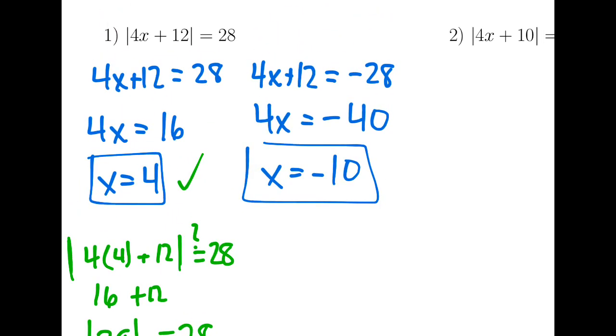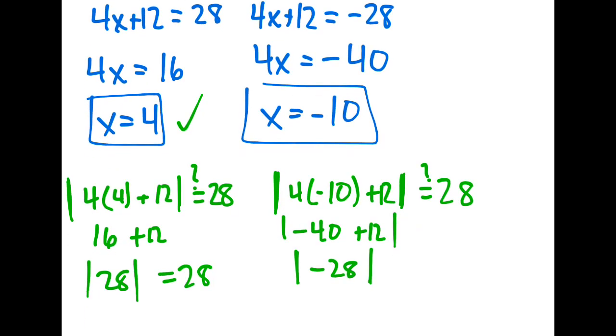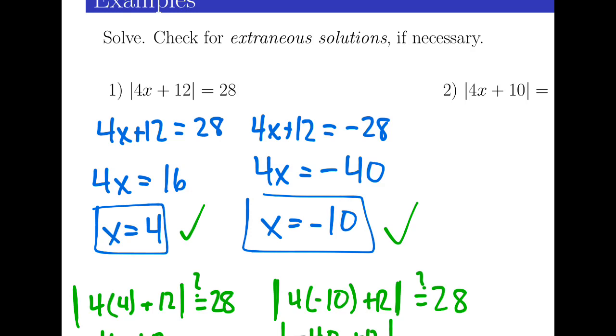Now what about negative 10? So 4 times negative 10 plus 12, absolute value of that, does that equal 28? Well, 4 times negative 10 is a negative 40, plus 12 gives us a negative 28, and that's all still inside the absolute value. And absolute value of negative 28 is a positive 28. So yeah, that checks out. So both of those work. There's no extraneous solution.